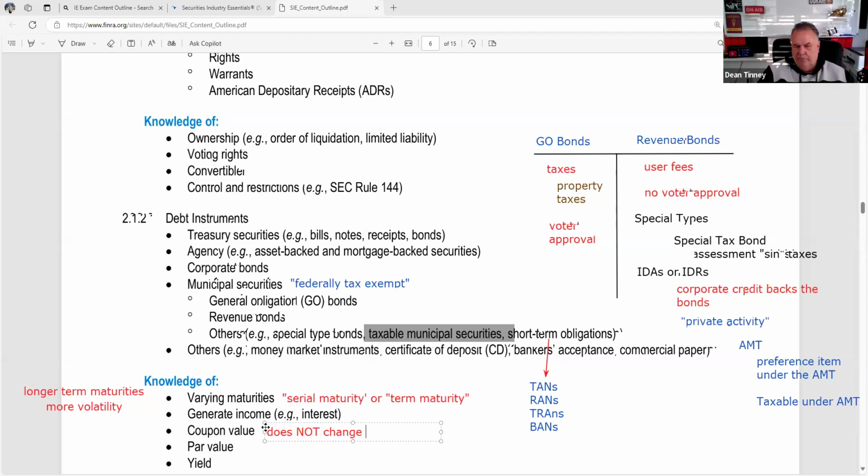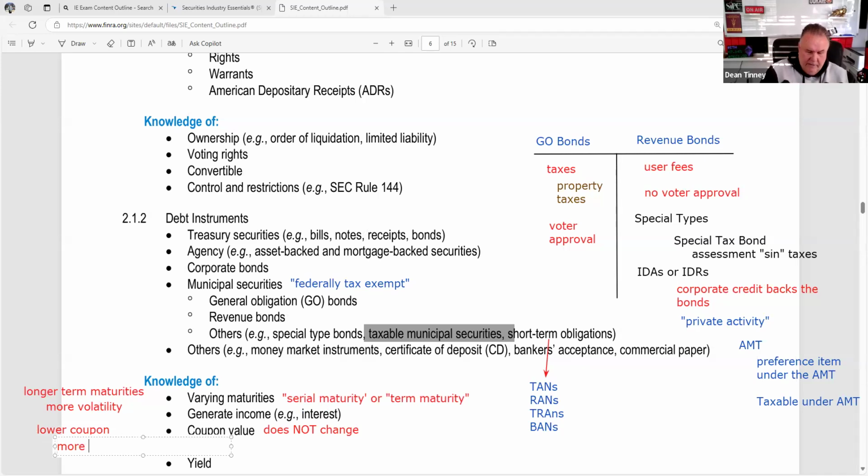The issuer says we're going to pay you 7%. That 7% I just made up is not going to change. What does change are interest rates. They go up, they go down, and based on that, the coupon will again have something to do with that. So bonds with lower coupons have more volatility.